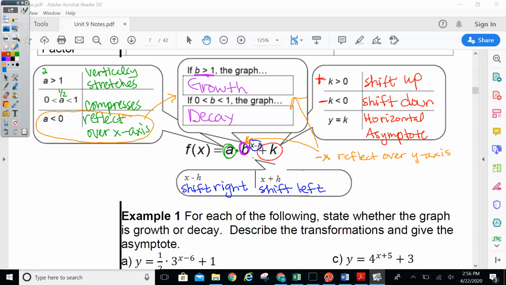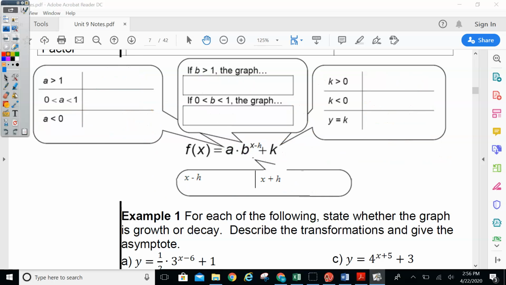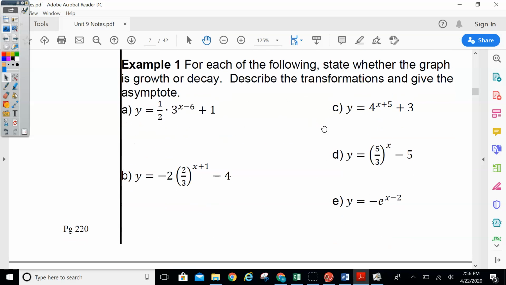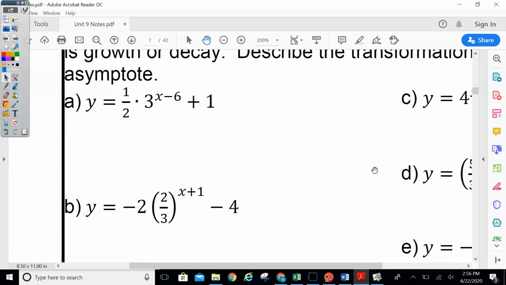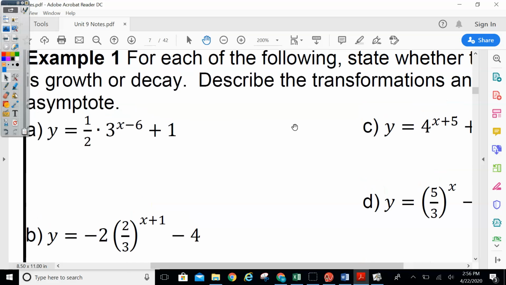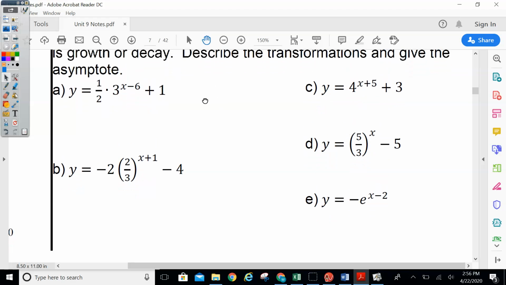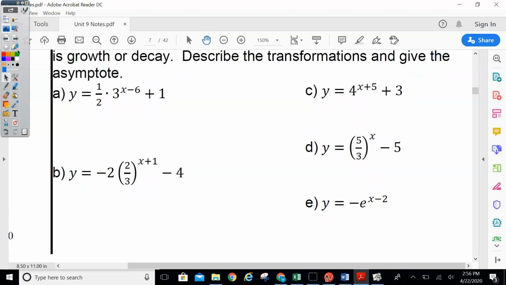Okay, so looking at these examples, we are stating the transformations: up, down, left, right, stretch, compress, reflect, and we're saying if it's growth or decay, and giving the asymptote. Okay, so first, the growth. I would go through all of them and identify the growth or decay first.